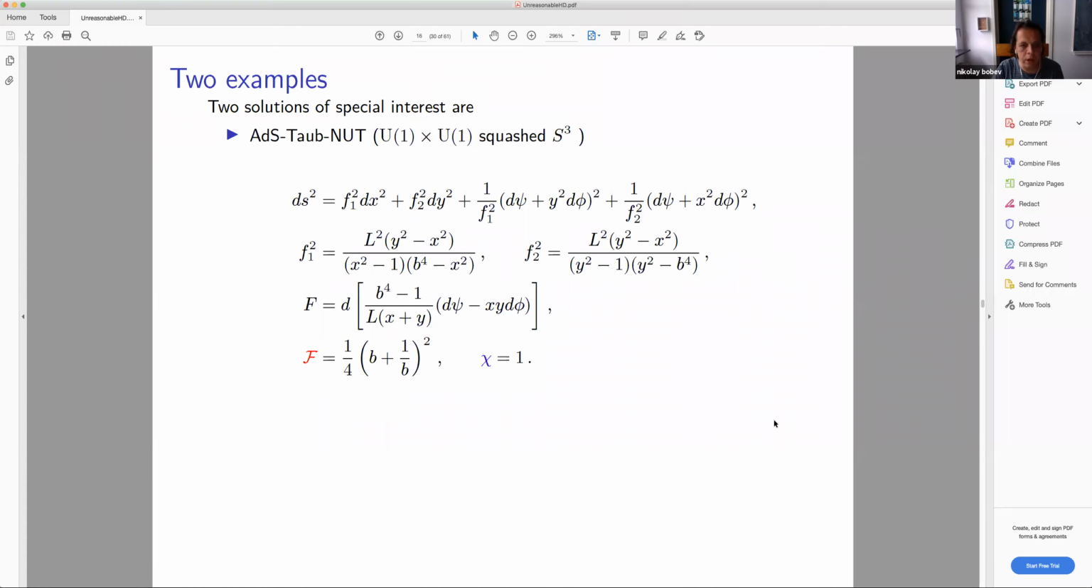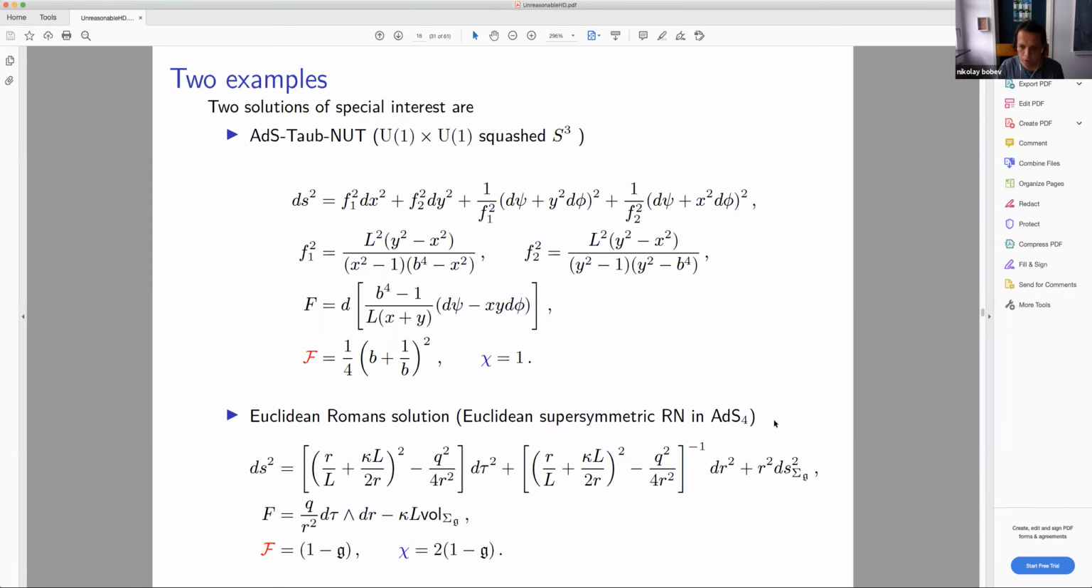Okay, the other solution that I'm going to study is this Romans solution, which is essentially Euclidean Reissner-Nordström BPS. It has a Riemann surface. Kappa is the normalized curvature of the Riemann surface. So if it's a sphere, kappa is 1. If it's a torus, kappa is 0. And if it's hyperbolic, kappa is -1.